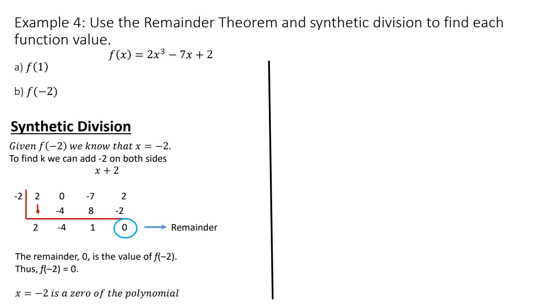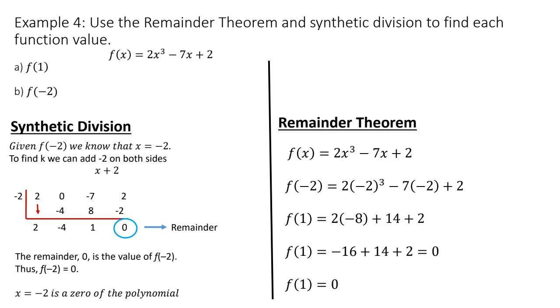So it's one of the places where my polynomial is going to cross the x-axis. Again, by now, hopefully we know that when we're talking about zeros, we're talking about the x-intercepts of the graph. So let's go ahead and use my remainder theorem to prove that -2, in fact, gave me a zero as a remainder. So again, I have my polynomial 2x cubed minus 7x plus 2, and everywhere I see x, I'm going to plug in -2.